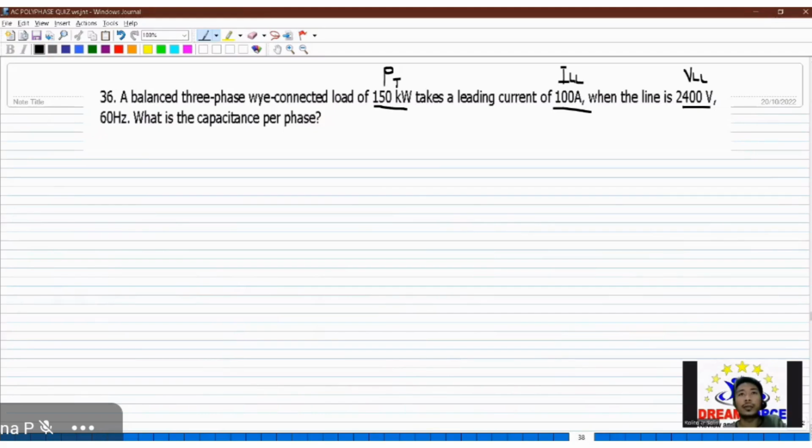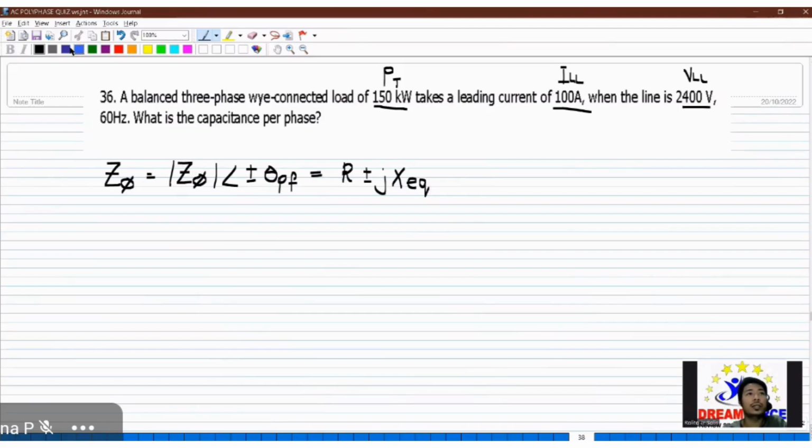So para mahanap si capacitance per phase, pwede mong hanapin si Q, or pwede rin naman using yung Z natin, di ba? Okay, so again, yung Z po natin, Z per phase, that is the magnitude of Z per phase and its angle. Then transforming that into its equivalent rectangular, we have also your R per phase plus minus JX equivalent. Okay, pwedeng ito na lang na approach, mas madali. Hanapin muna natin si magnitude ni Z.